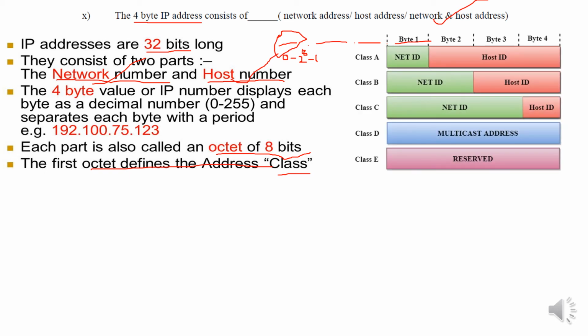This part is net ID. Now this is class A address. In this case, the first byte is the net ID, that is network ID, and the rest 3 bytes are host ID. So that kind of addresses are class A address.